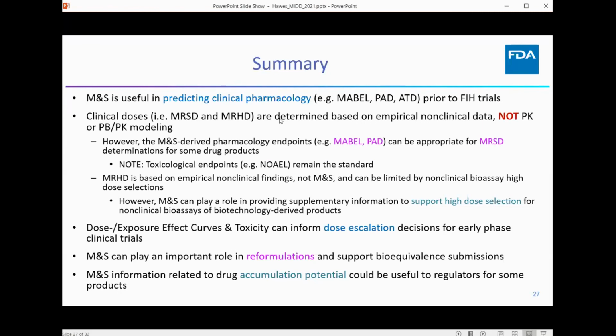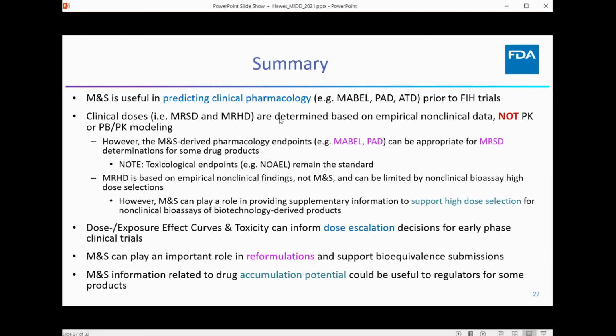And also, it's important to remember that the maximum recommended human dose is based on empirical non-clinical findings, not the MNS, and can be limited by non-clinical bioassay high-dose selections. However, again, it's important to note that the MNS can play a role in providing supplementary information to support high-dose selection for non-clinical bioassays, particularly for biotechnology-derived products.